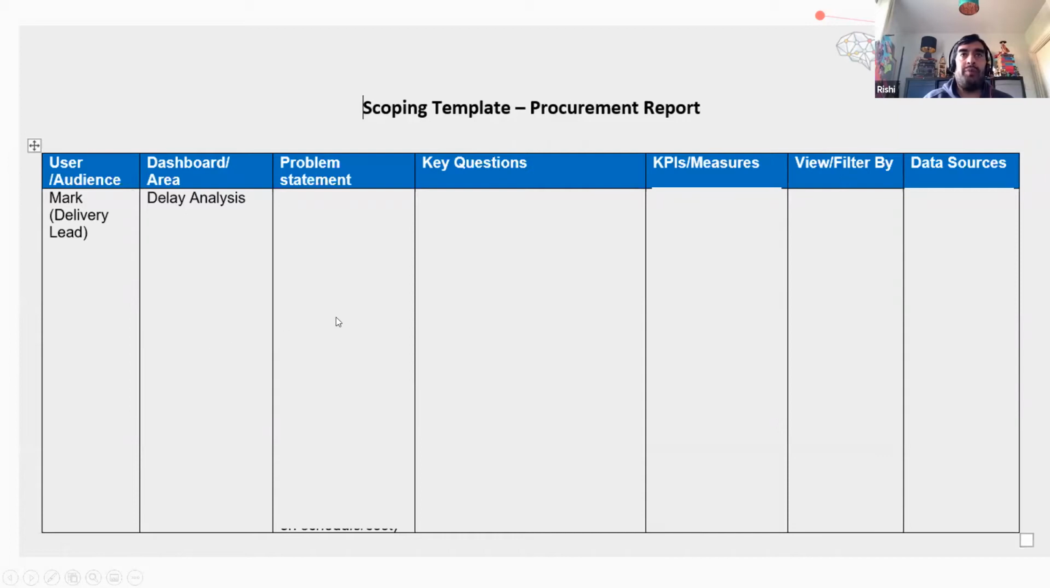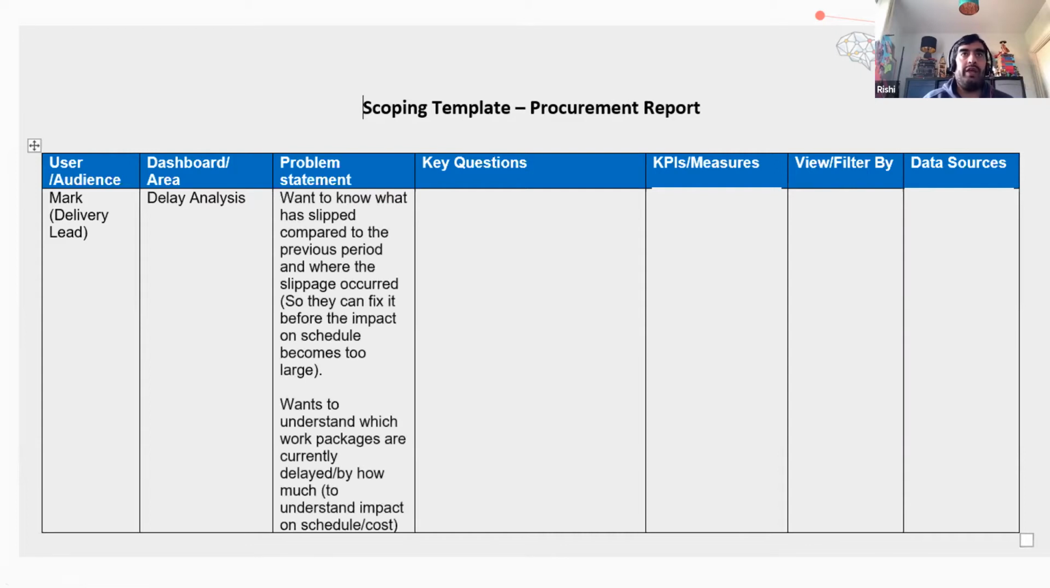And then what is the problem statement? This is really the user story, but expressed in terms of a problem statement. He wants to know what has slipped compared to the previous period and where the slippage occurred, so that he can fix it before the impact on schedule becomes too large. And he wants to know which work packages are currently delayed and by how much, in order to understand the impact on schedule and cost. What we want to do here is identify the things that are keeping Mark up at night. What are his real problems that he wants to solve with this data visualization or this model?